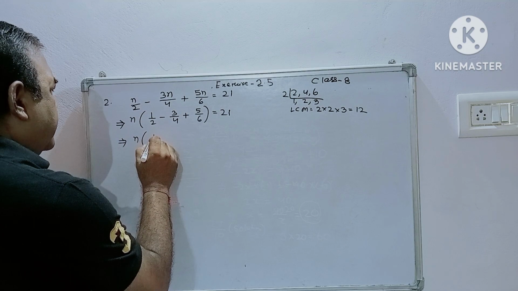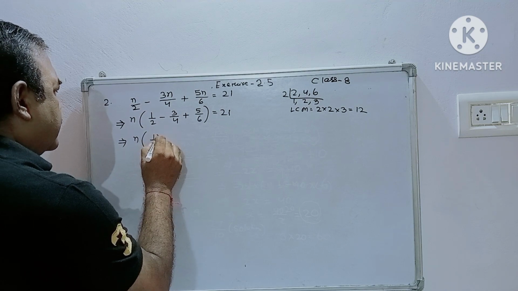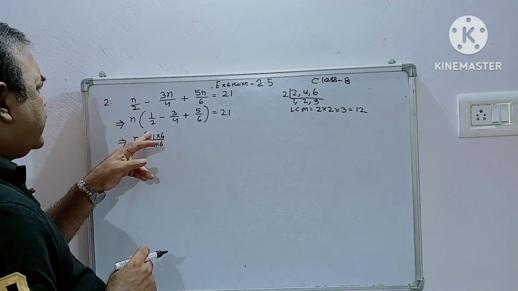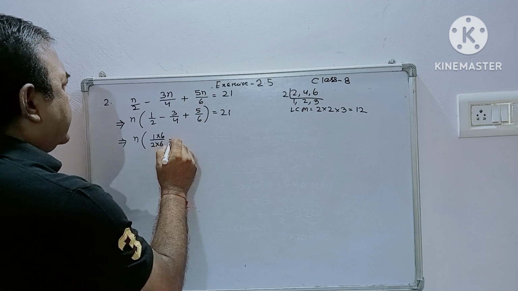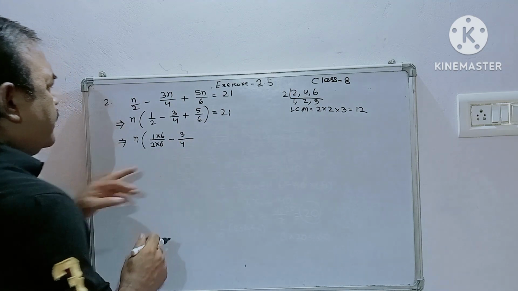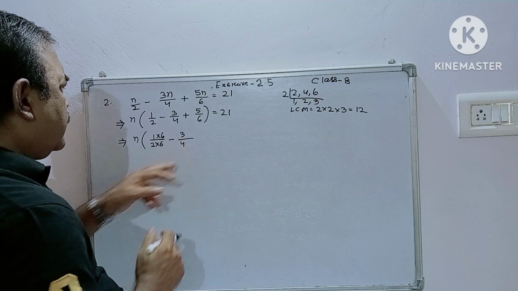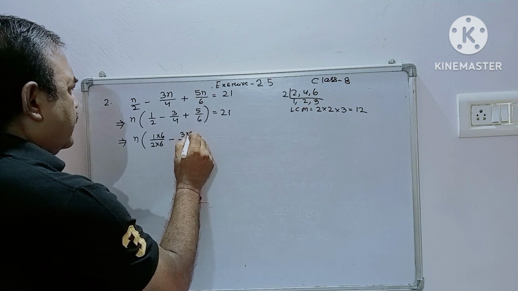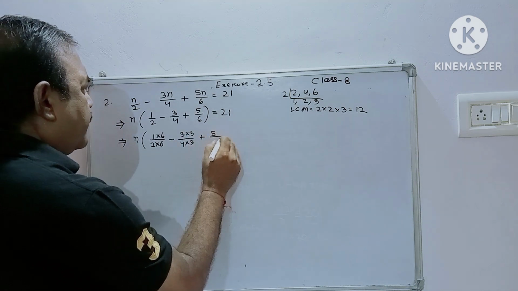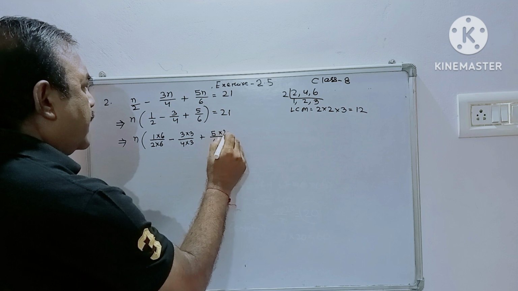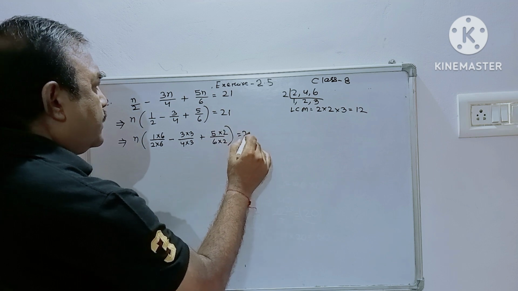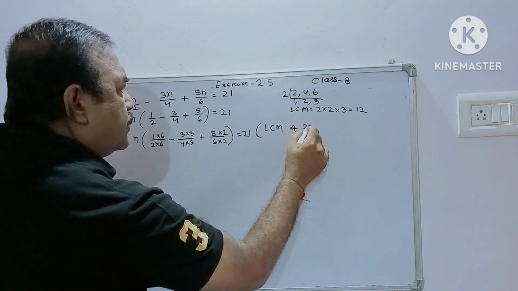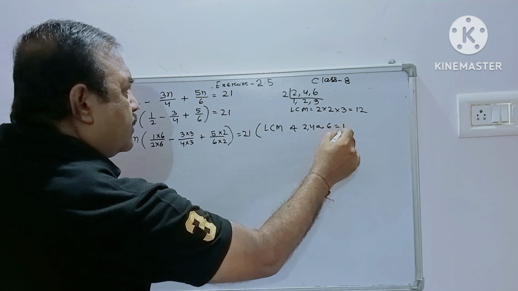So here it is 1 upon 2. So I will multiply by 6, both the numerator and the denominator. Minus 3 upon 4. You see, we have to make 4 into 12, so I have to multiply by 3 to the numerator, plus 5 upon 6. So 6 into 2, 5 into 2, like this. That's what you have. And you write here LCM of 2, 4 and 6 is equal to 12.